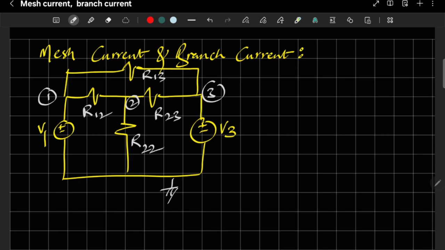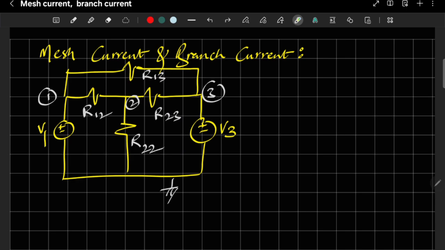Now while doing the mesh analysis, what we need to do is, once you have identified the meshes, what are the meshes you can tell here? This is the mesh we can consider. Okay, and this is one mesh, this is the second mesh, and this is the third mesh. Three meshes we have identified.